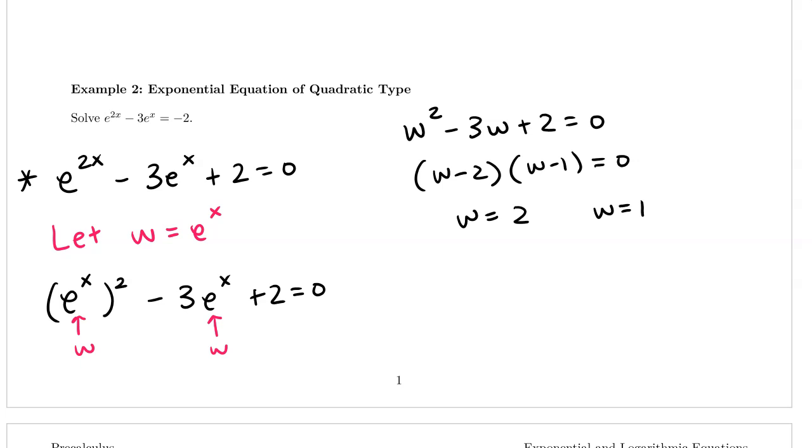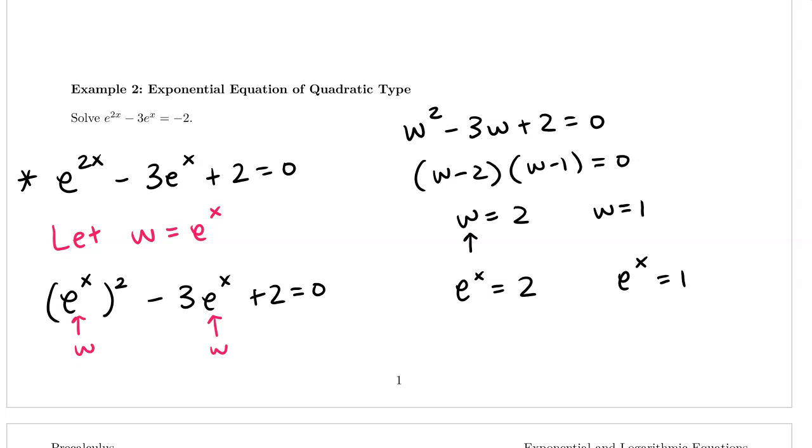Now be careful, our original equation was in terms of x, which means that we need to solve for x here, and right now we've solved for w. So sometimes students will forget to substitute back in the original variable, and they'll think that 2 and 1 are our final answers, which is not the case. So I want to replace w with what we originally defined it to be, which is e to the x.